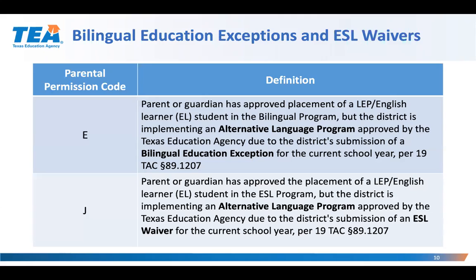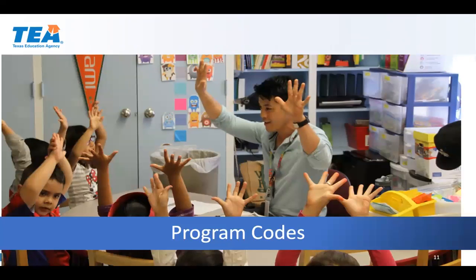In a little bit, we will take a look a little bit more at this alternative language program and what that means as we look at the program coding. But now, these parental permission codes will have a program code that relates to them, when a student is in a bilingual program or an ESL program, and the district is under either a bilingual education exception or an ESL waiver and administering an alternative language program that they have outlined in their bilingual education exception or ESL waiver application. So let's dive into those program codes.